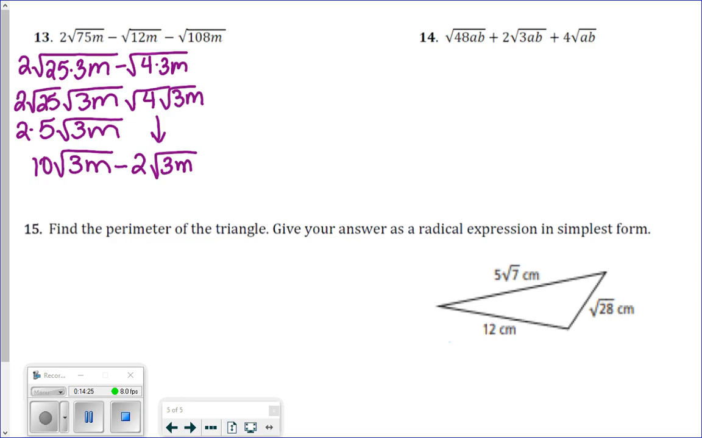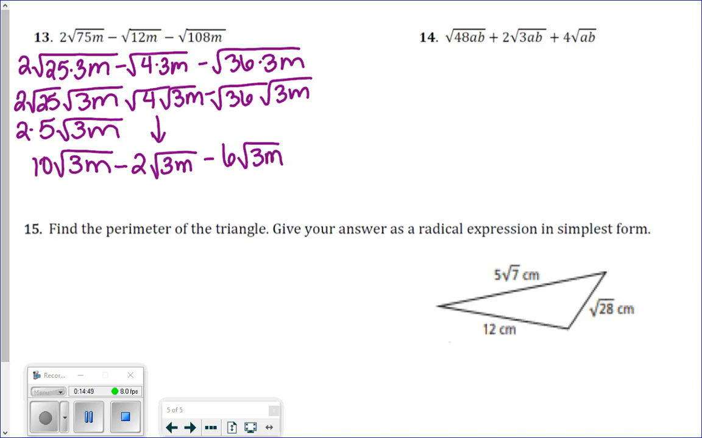And then the last one, 108, I believe that is the product of 36 times 3m. If I take the square root of the 36 separate than the 3m, the square root of 36 is 6, so it's minus 6 square root of 3m.